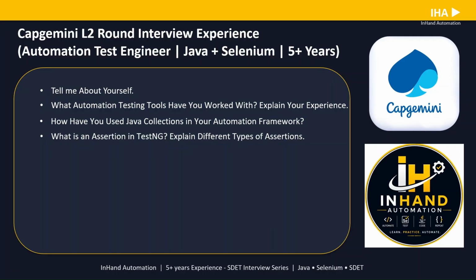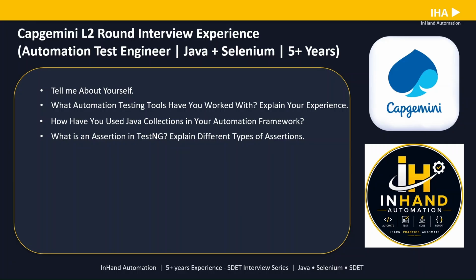Assert true, which will be used for isVisible and isEnabled methods, whether the particular element is visible or not in the DOM. And assert null, if you are checking whether some value is present or not, that it is not null. So in this way you can use the assertion. I explained to the interviewer that I generally use the hard assertion for critical validation like login success, and I use the soft assertion when I need to validate multiple UI elements on the same page.